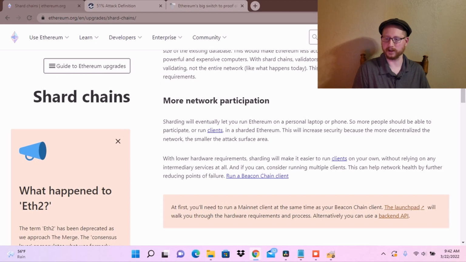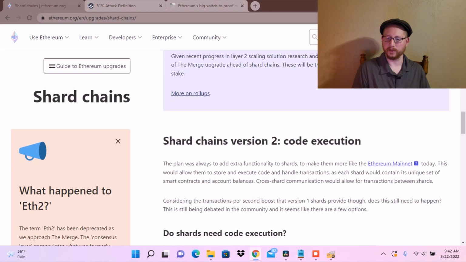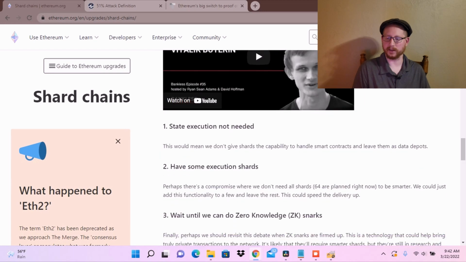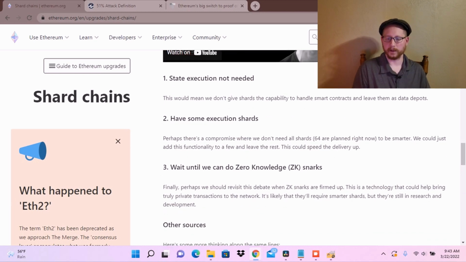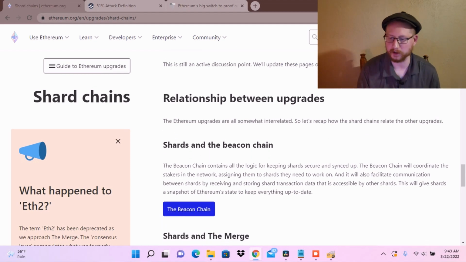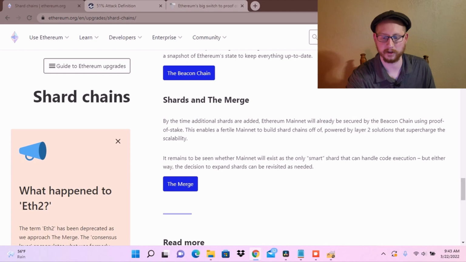This will increase security because the more decentralized the network, the smaller the attack surface area. The lower the hardware requirement, sharding will make it easier to run clients on your own without relying on any intermediary services at all. And if you can consider running multiple clients, this can help network health by further reducing points of failure.